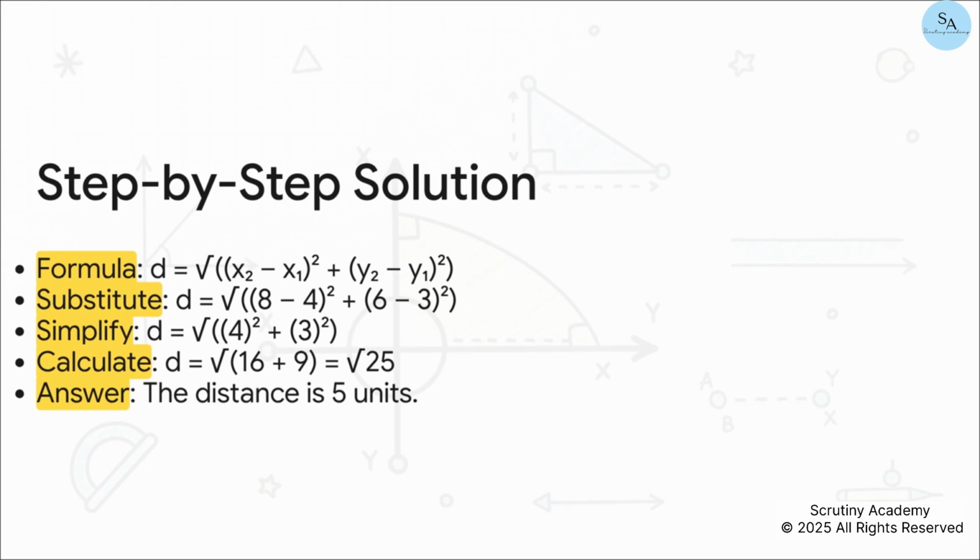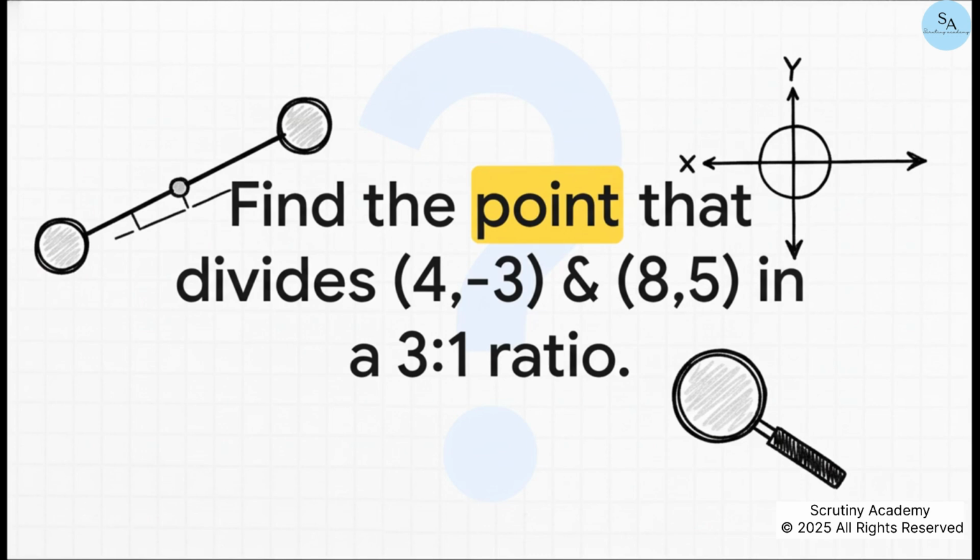So we have the square root of 4 squared plus 3 squared. Well, 4 squared is 16, 3 squared is 9, 16 plus 9 is 25. The square root of 25 is 5. The distance is 5 units. Perfect. Okay, on to our second tool, problem 2.